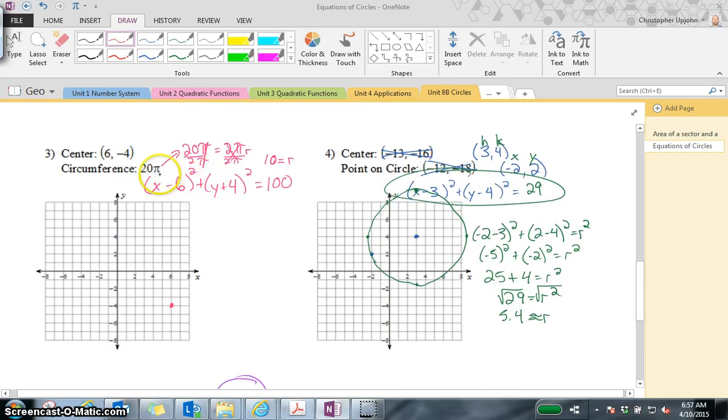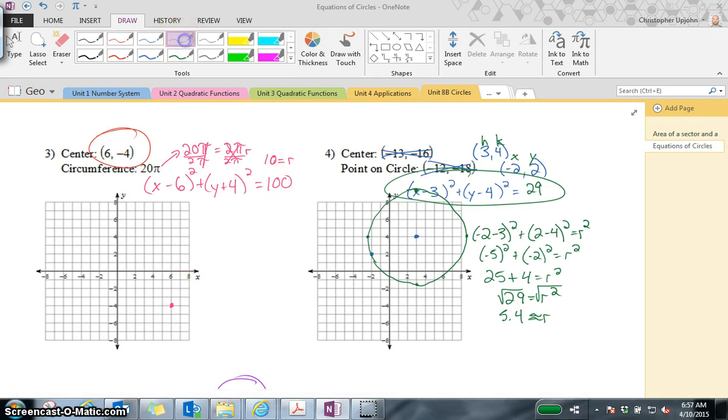Number 3 is the same thing, except they give you the circumference. So circumference formula is 2 pi r. That 20 is our diameter, but I want my radius, so I divide it by 2. My radius is 10, and again, I just plug it in. (x minus 6) squared, it's the opposite. y plus 4, it's the opposite of this, equals 10 squared, which is 100. We didn't graph it because it didn't fit on.